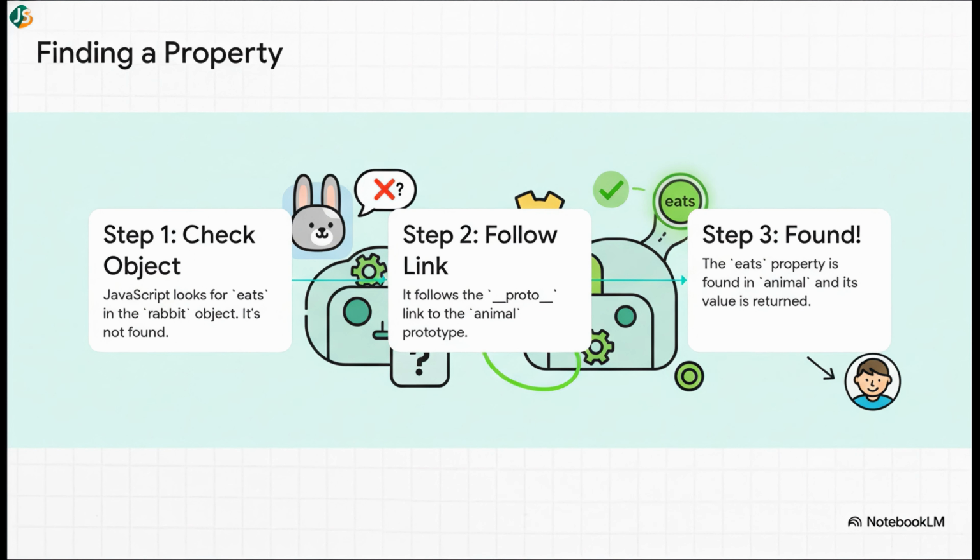And this shows you exactly how that chain works. It's brilliant. When we ask for rabbit.eats, JavaScript first checks the rabbit object itself. Is there an eats property there? Nope. Okay, no problem. So it just follows that __proto__ link right up to the animal object. Does animal have an eats property? Yes, it does. And that's the value it gives back. It's kind of like asking a friend for a tool. And if they don't have it, they automatically ask their neighbor for you.